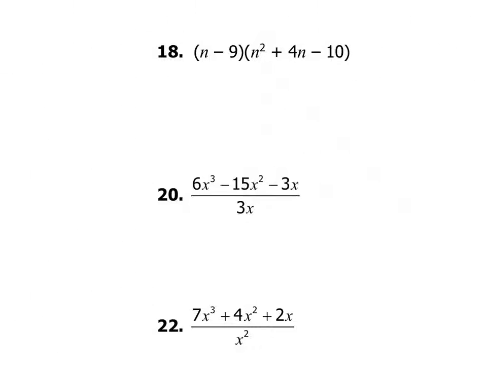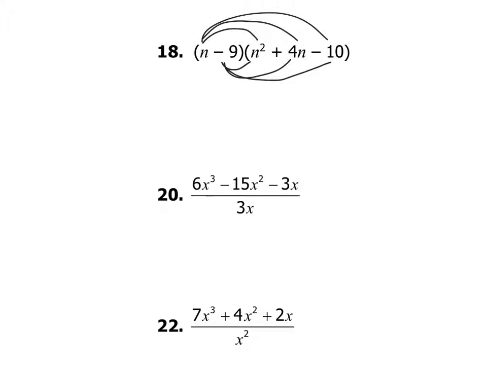18. We're going to have to multiply this binomial here by everything in that trinomial. So we're going to have to distribute everything. So we have to do n times n squared, n times 4n, and n times negative 10. And then we have to do negative 9 times n squared, negative 9 times 4n, and negative 9 times negative 10. We have to distribute it to all of those terms in that trinomial.